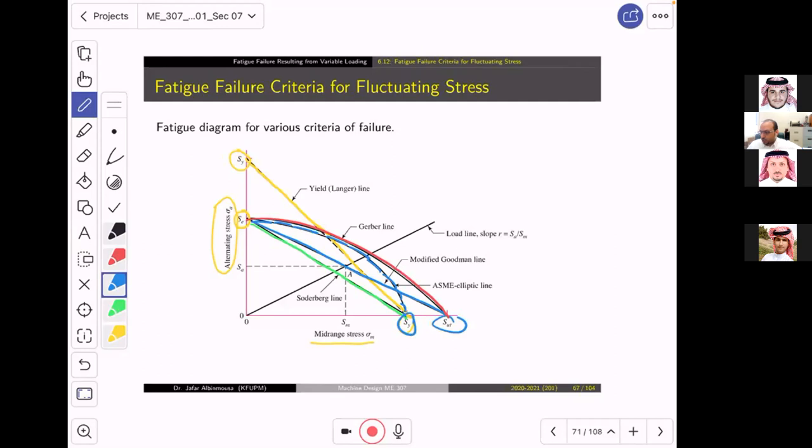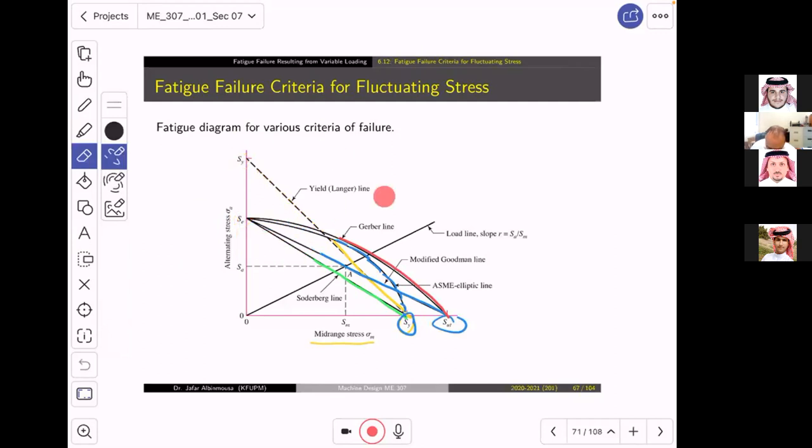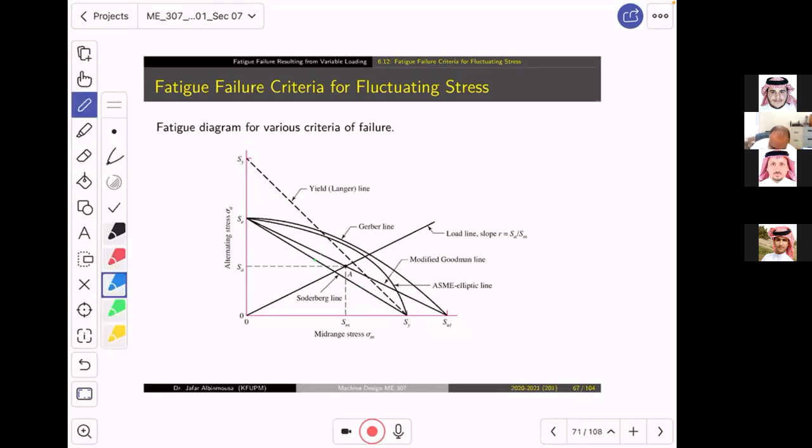Of course, what do you do? If you look, this curve, all of it depends on what? It depends on material properties. It depends on SY, SE, SUT. All you need to do is to tell me what is the amplitude and what is the load that you are applying. And then what would I do? Look what I'm gonna do.